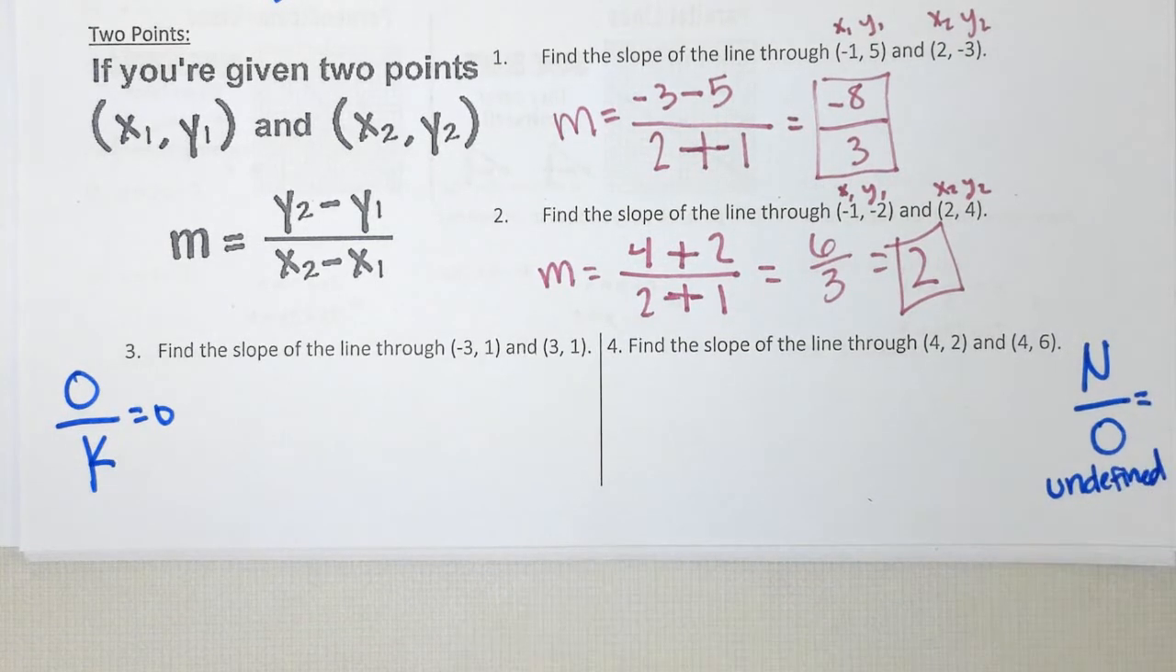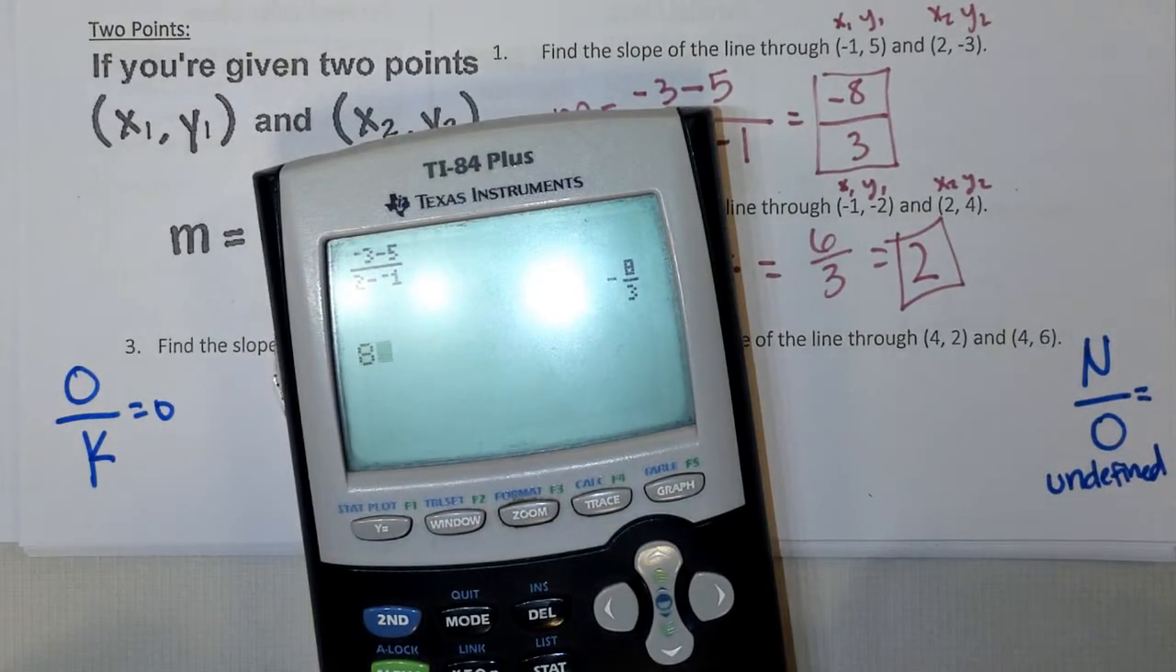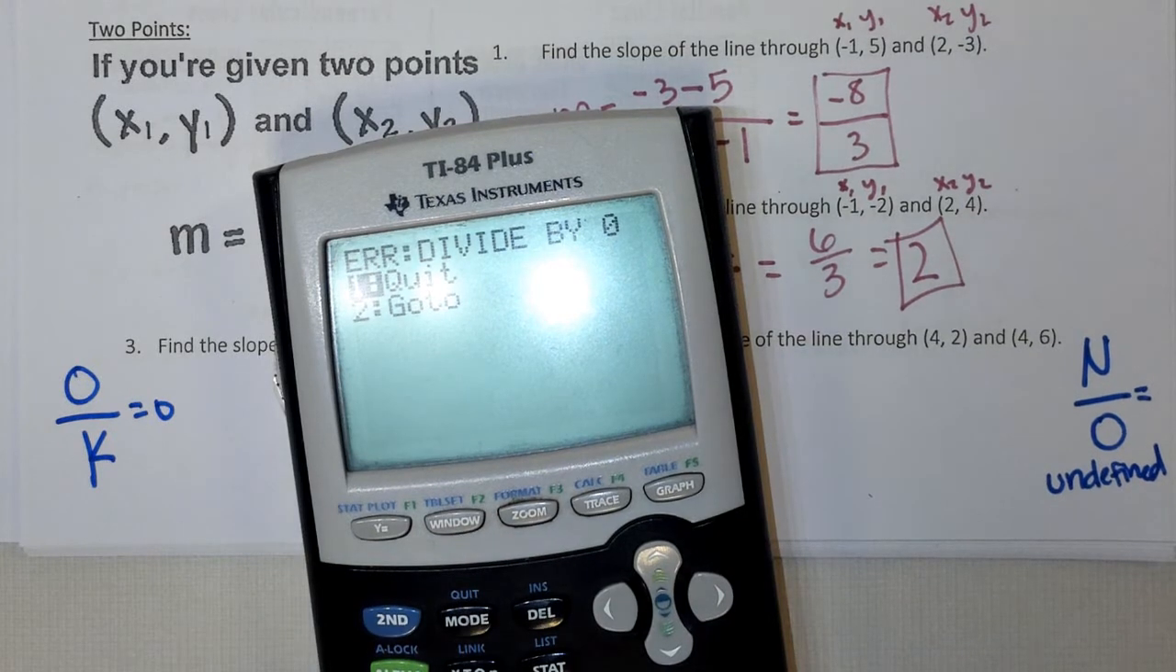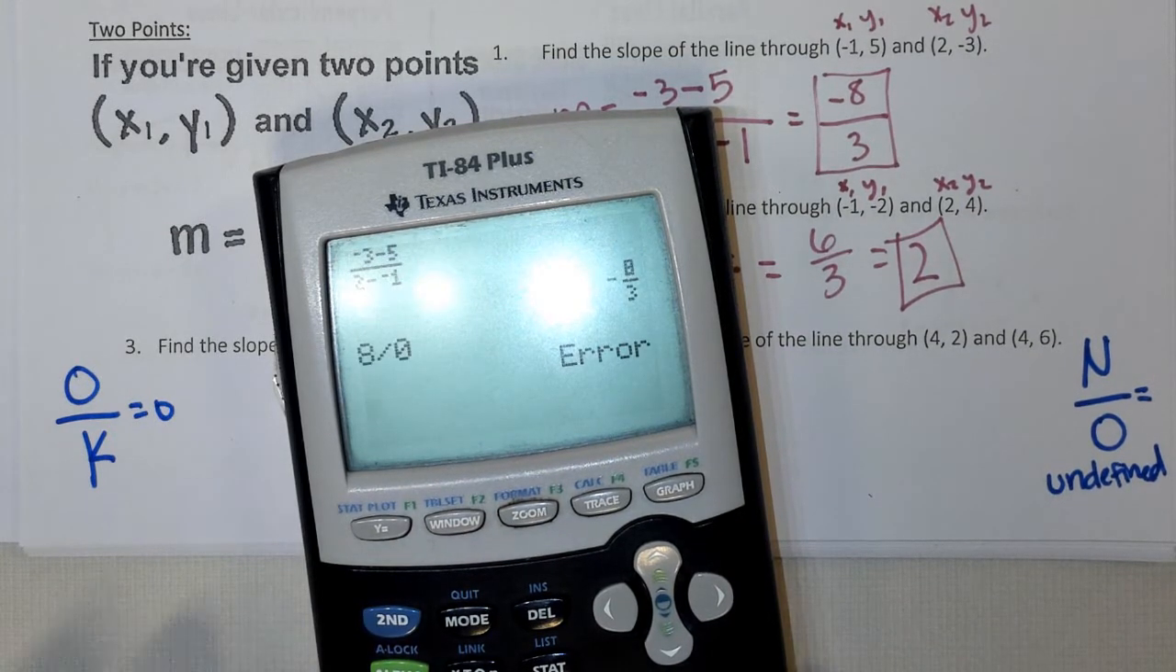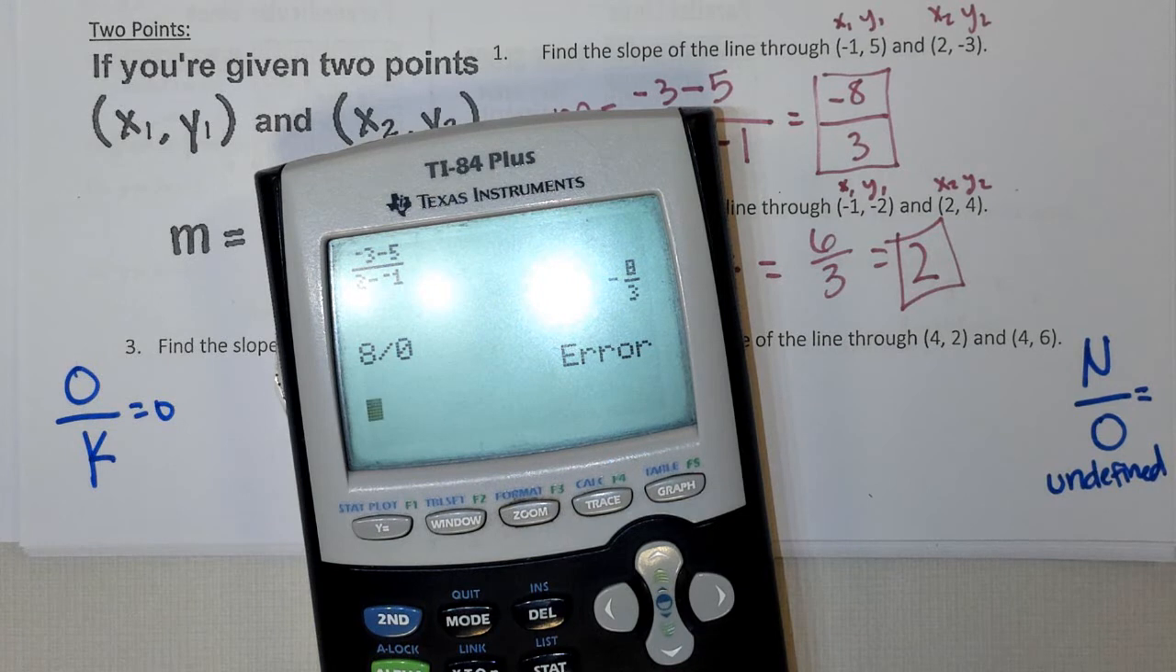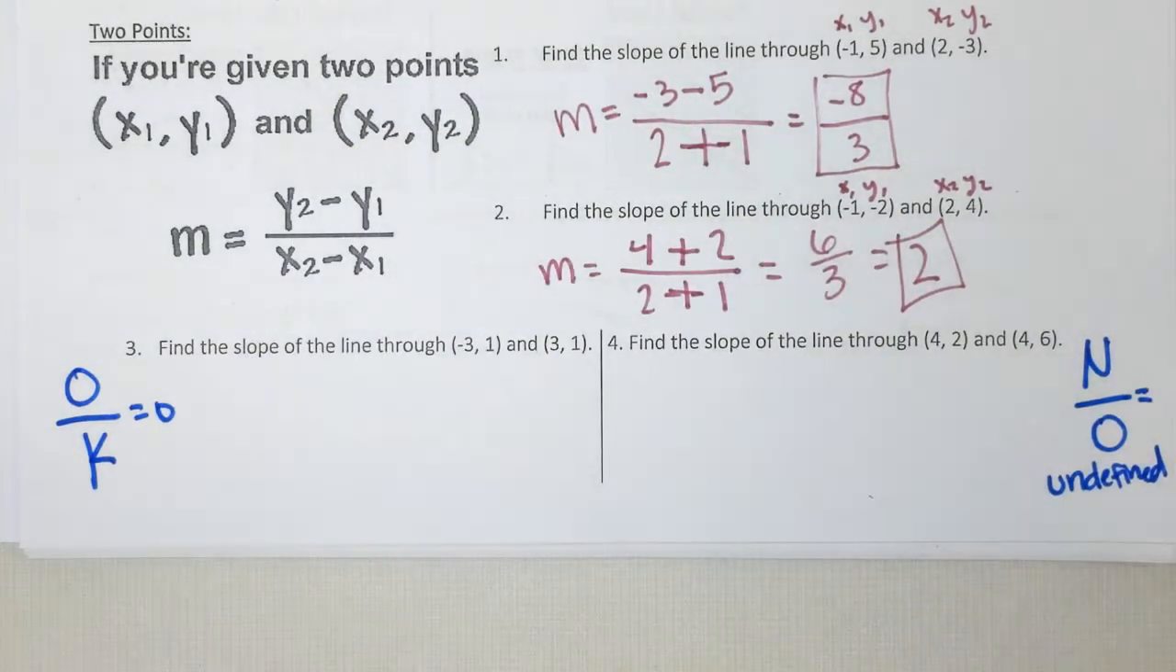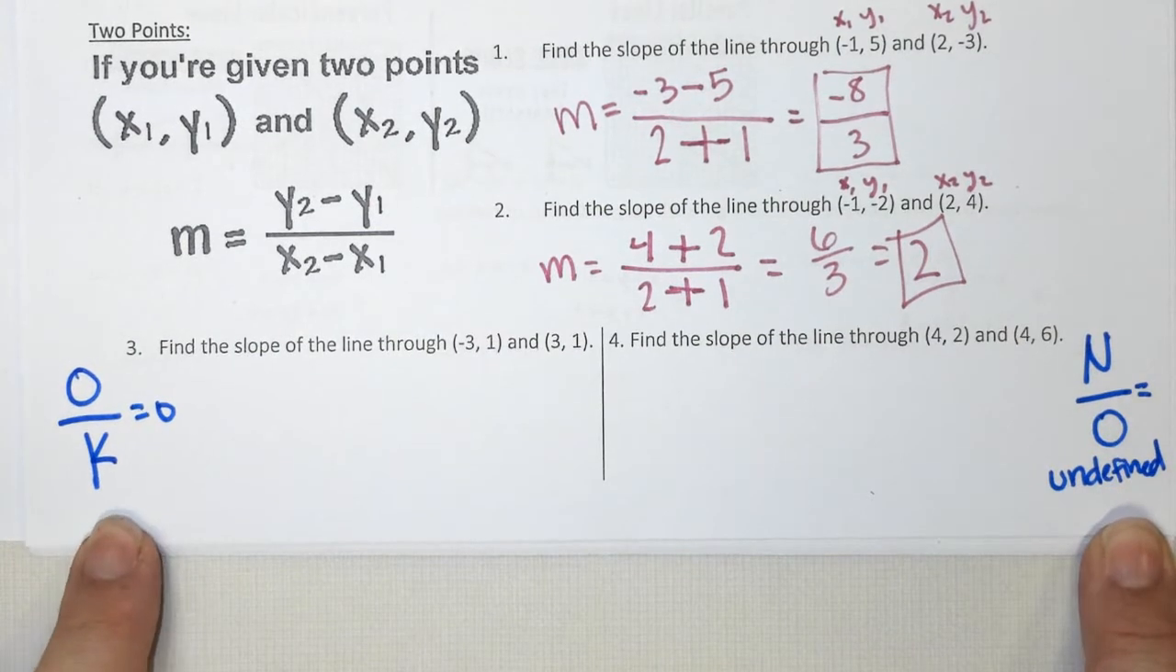If you type anything divided by 0 in your calculator, 8 divided by 0, what happens? Error. Divide by 0. It's not possible. That's why it's undefined. It's not a real number. Okay, so that's what we know.